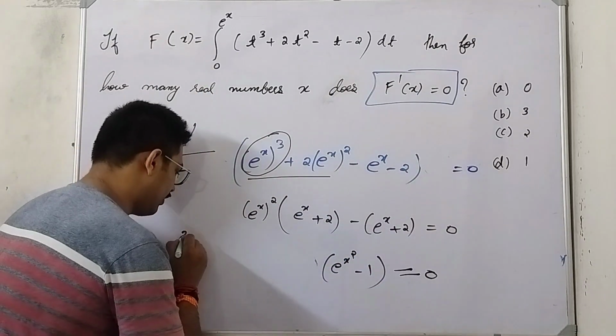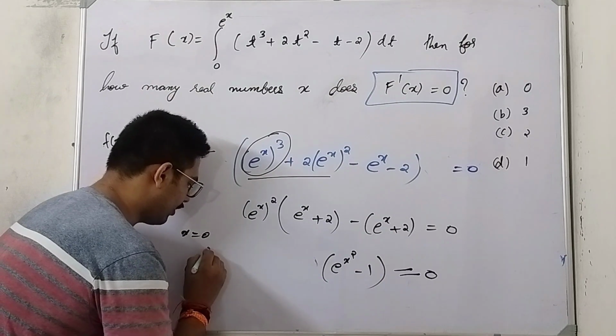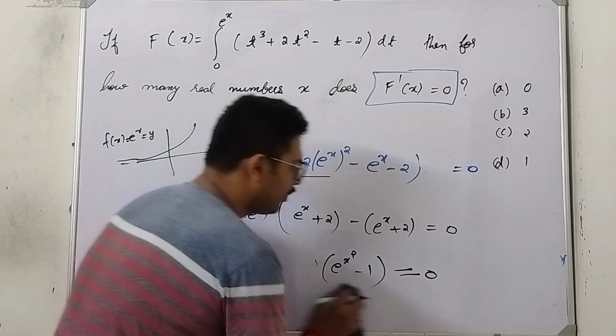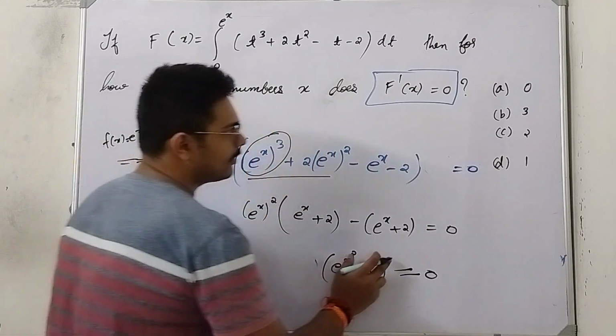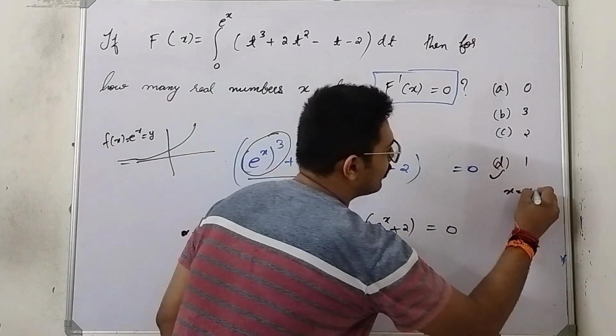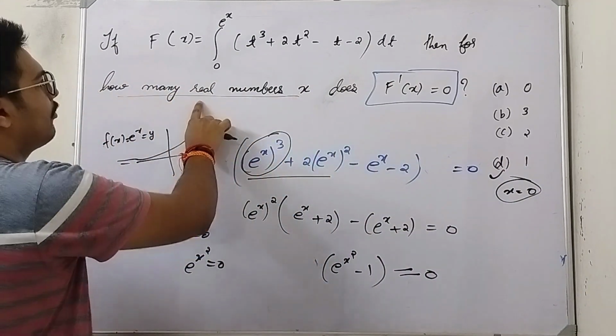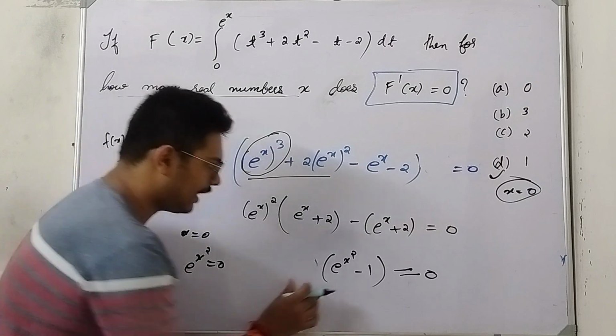This occurs when x equals 0, which means e^(x^2) is e^0, that is 1 minus 1 equal to 0. So you can simplify, it occurs only for one value, x equals 0. That's the number of real numbers for x. We can calculate the value.